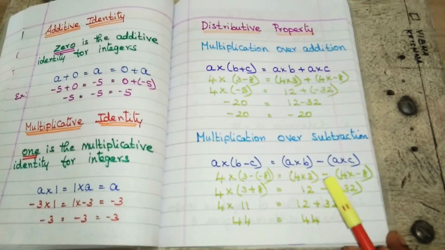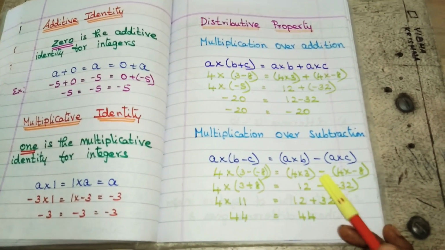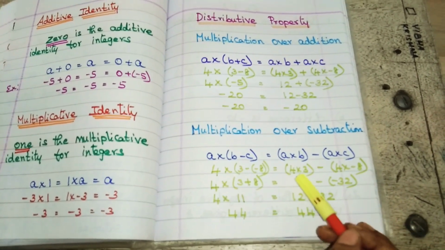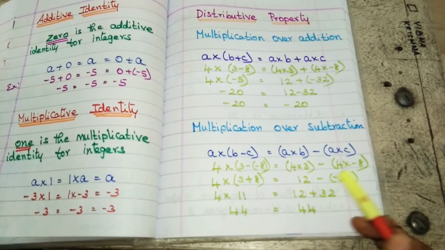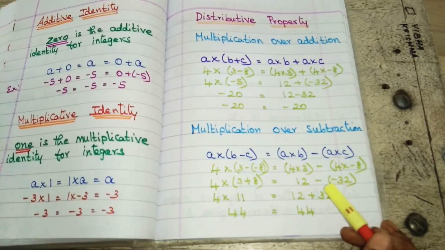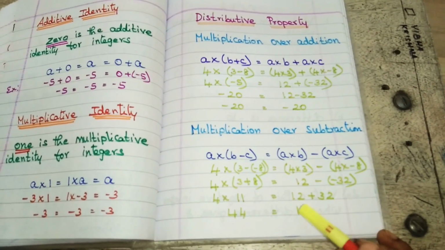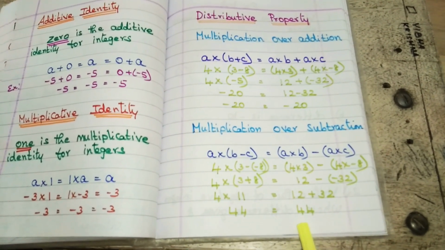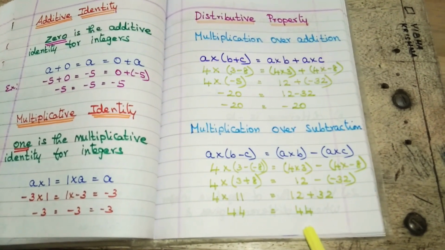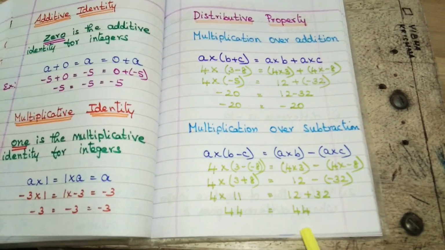Now moving on to the RHS, A into B, that is 4 into 3, minus A into C, 4 into minus 8. So 4 3s are 12 minus 4 8s are 32, minus 32. Now multiply the signs. 12 minus into minus is plus. So 12 plus 32, 44. So LHS is equal to RHS. So this property also gets satisfied. Thank you, children.